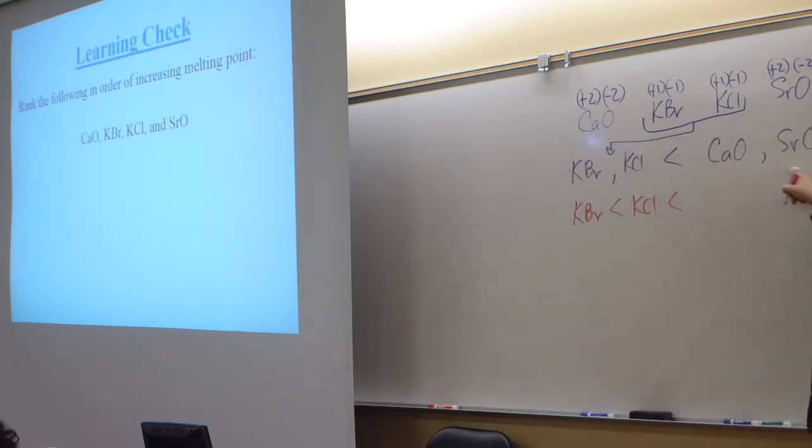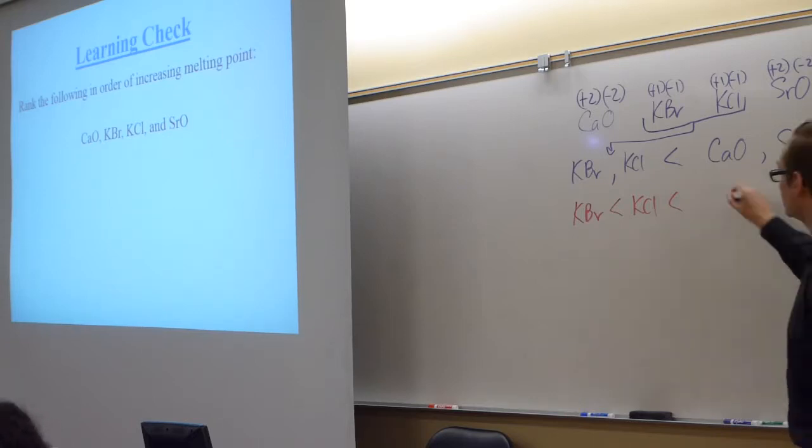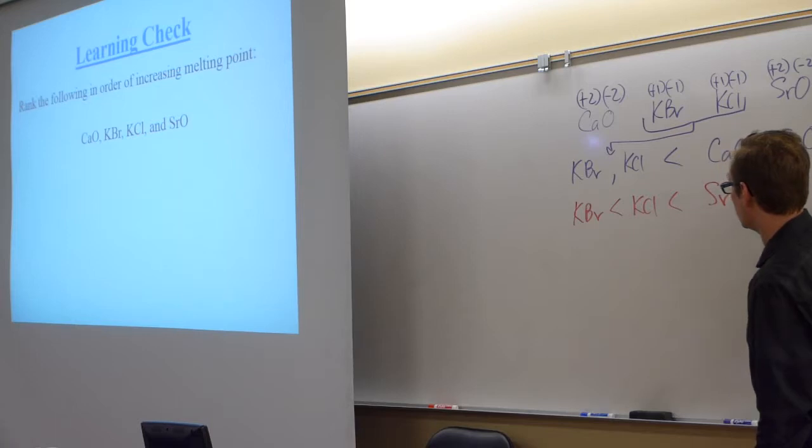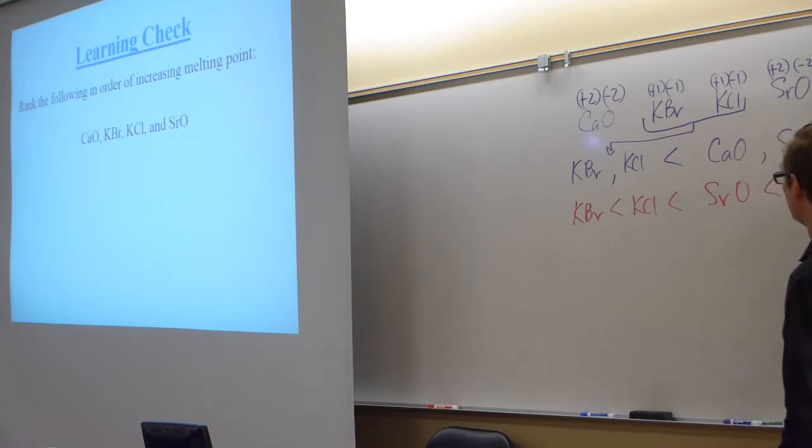Okay, what about calcium and strontium? They're both with oxide ions, so now we're looking at calcium versus strontium. Which one's smaller? Yeah, calcium is smaller. So now it's going to be strontium oxide, and then calcium oxide will have the highest melting point due to the smaller radius of the calcium layer.